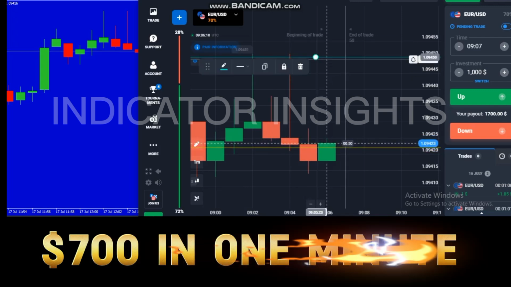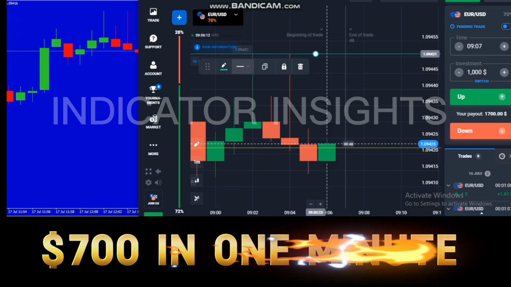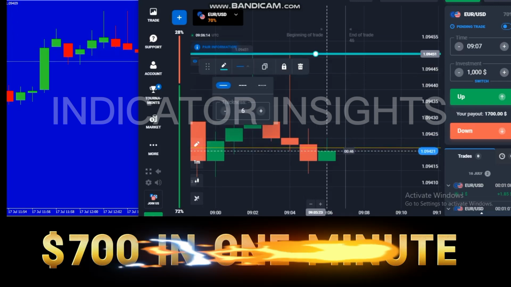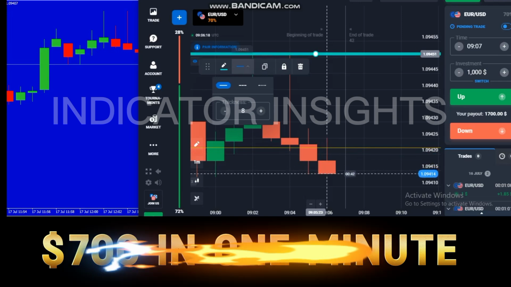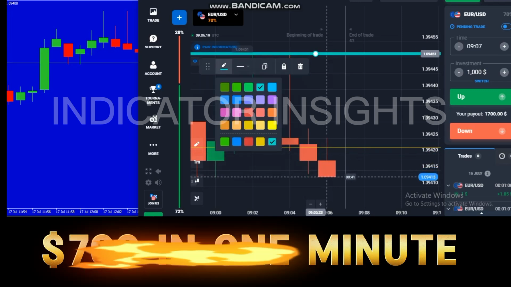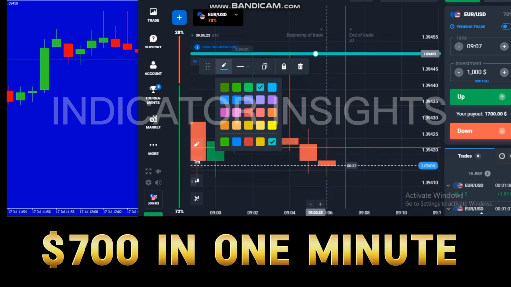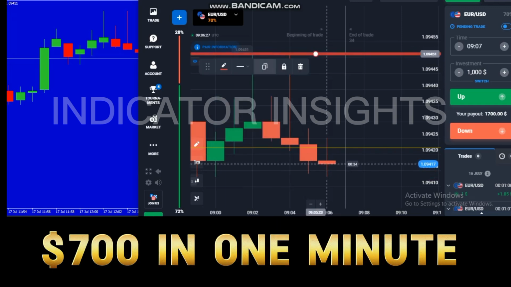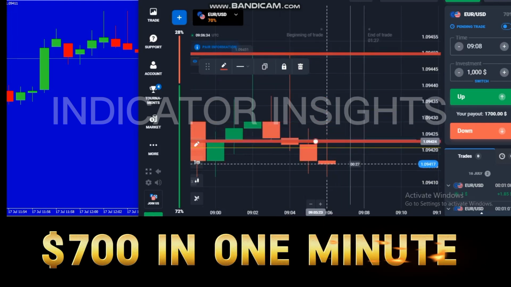So let's put the line on the first resistance, then increase its thickness so the opacity will be shown. So we have to change the color to red and make a duplicate, which we will put on the downside. That's called the resistance, sorry, that's called the support.